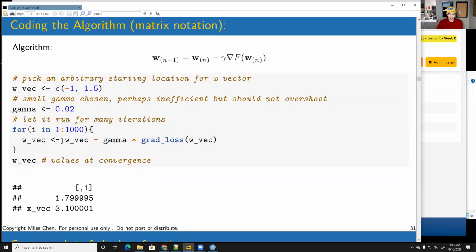And as far as the algorithm goes, it's just this one line. Take your current value of W, our W vector, minus gamma times the result of the gradient of the loss function. That updates the W vector, and then we just repeat this over and over and over again.